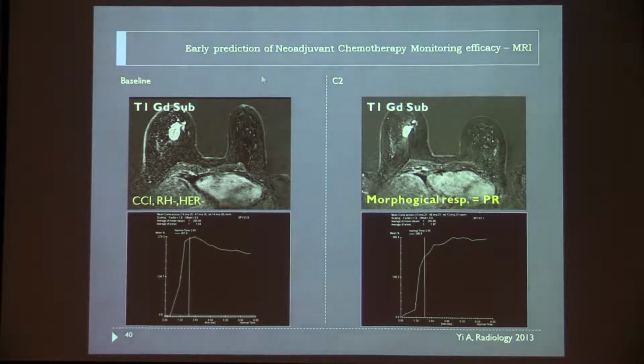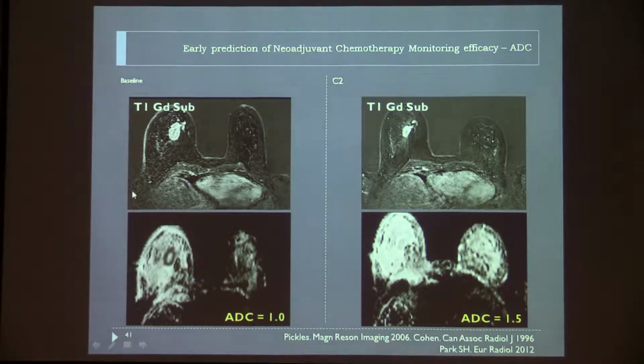Here you have the same patient, the tumor before treatment, after 2 cycles of chemotherapy, and so there is a good response, a good morphological response, and here this is the enhancement curve. You have the washout before treatment, and then you have the progressive enhancement. So the functional response is in agreement with the morphological response, and if you look at the diffusion, before treatment, ADC was quite low, 1.0, and after 2 cycles of the treatment, you can see the ADC is higher, 1.5. That means the cell density decreased. There are fewer cells after treatment than before treatment, which is good.